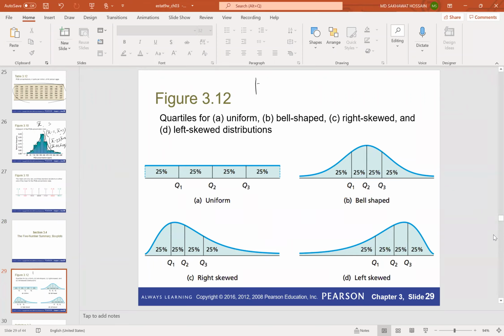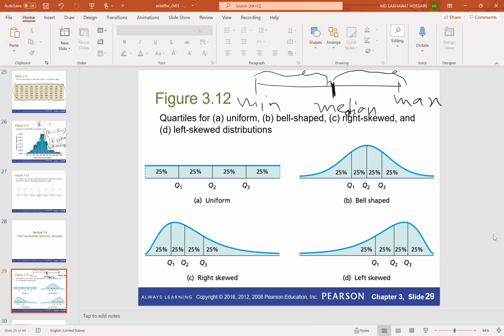So for example, if this is our data set, if this is the minimum and this is the maximum value, then what is median? Median is the middle value, right? So this value is the median, the value in the middle. So now we'll have 50% observations on the left and 50% observations on the right side, right?